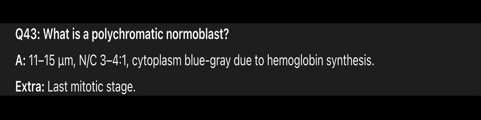How big is a polychromatic normoblast? So polychromatic comes after basophilic. It is 11 to 15 micrometers. And when is the last mitotic stage of a maturing red blood cell? The polychromatic normoblast.